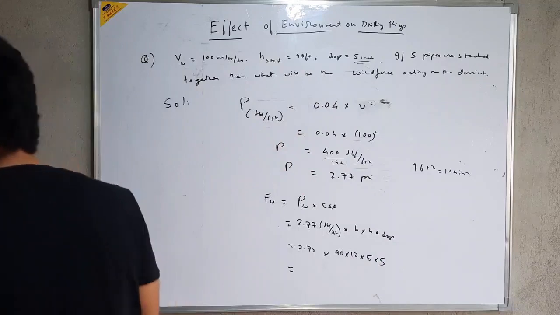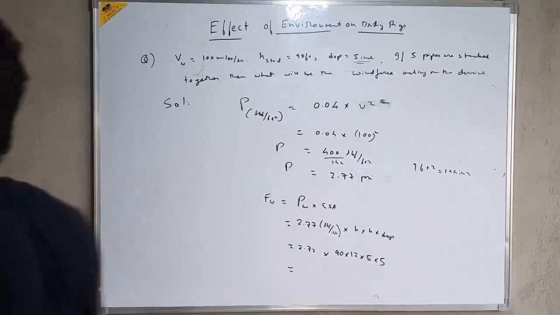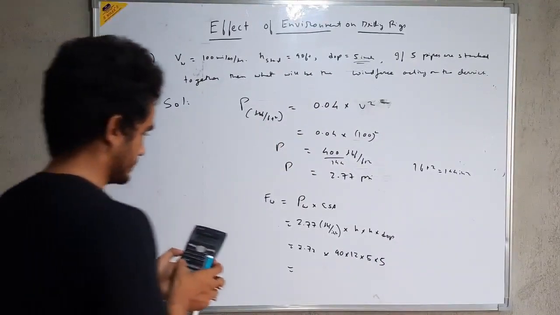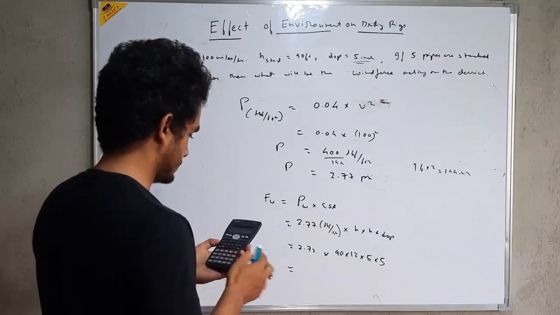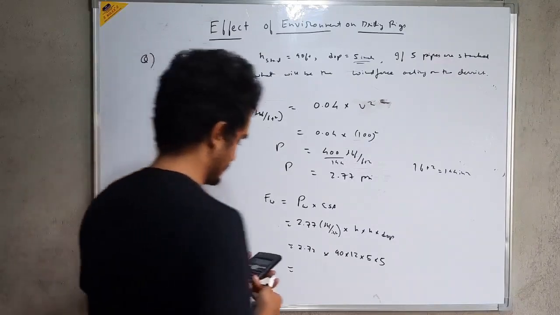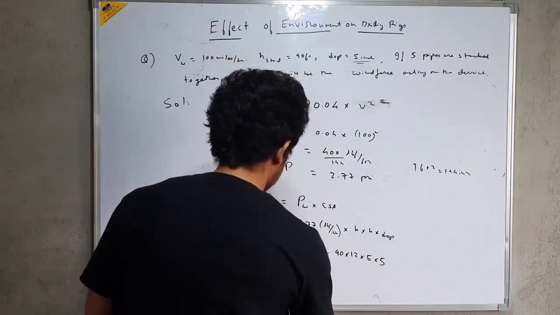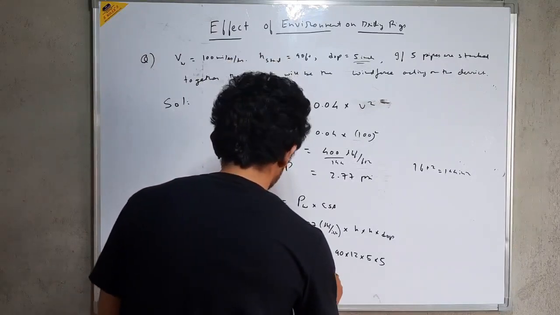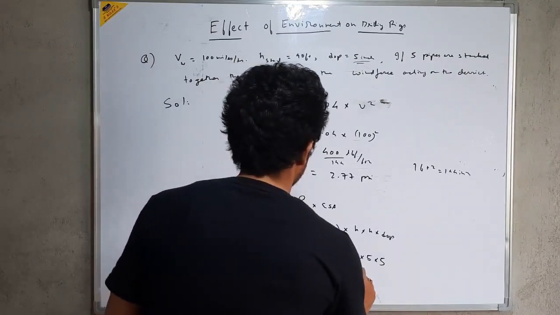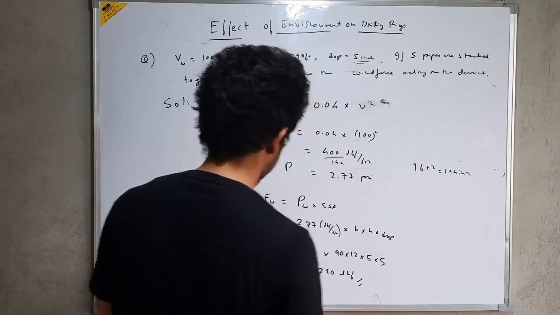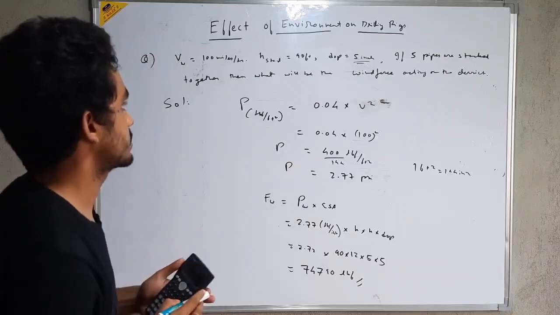So when we do the calculation, we will get 74,790 lbf. So this is the total wind force which is acting on the Derrick.